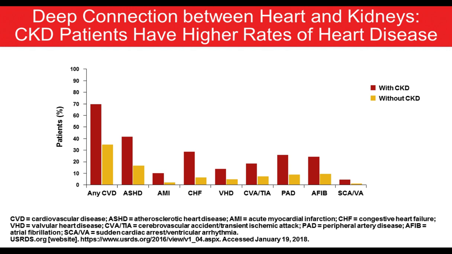But in these analyses, when the prevalence of heart disease was adjusted for the risk factors, CKD was independently associated with a higher risk of heart disease. So that tells you that kidney disease itself makes one prone to have heart disease.